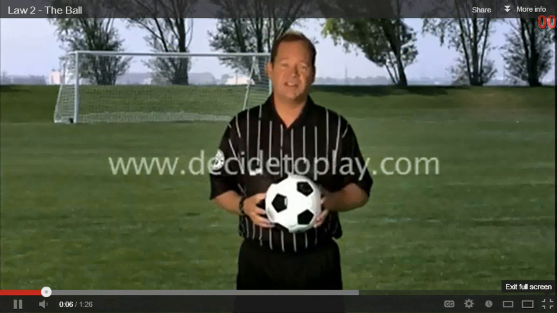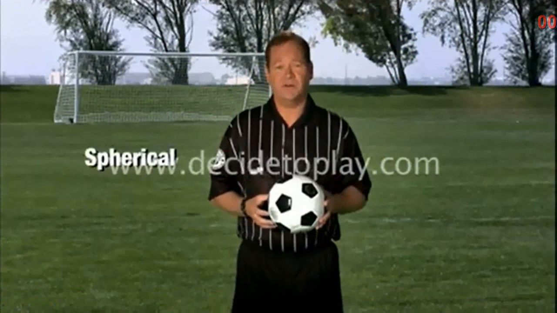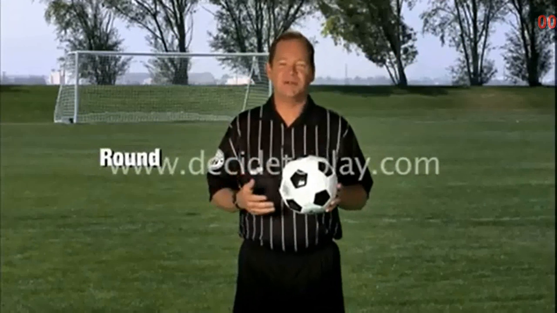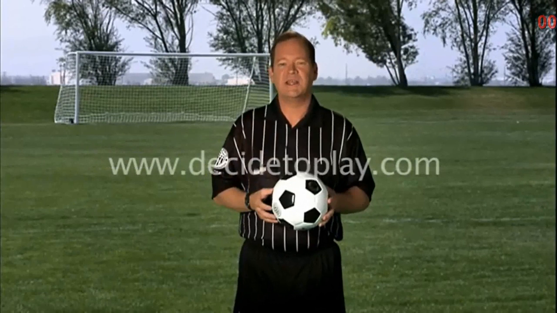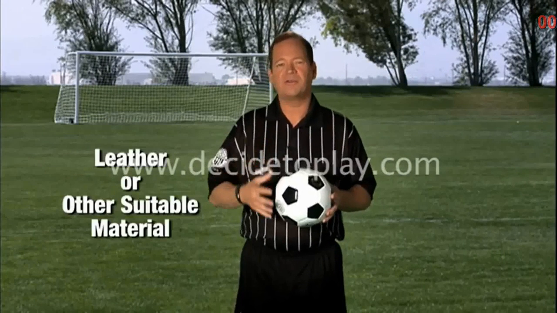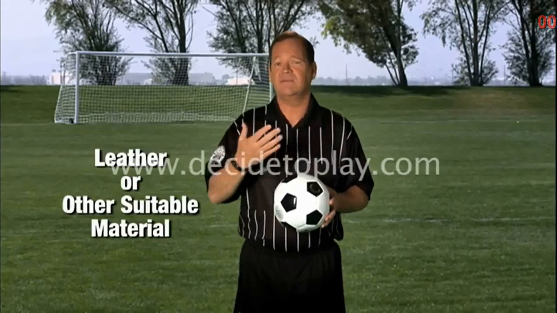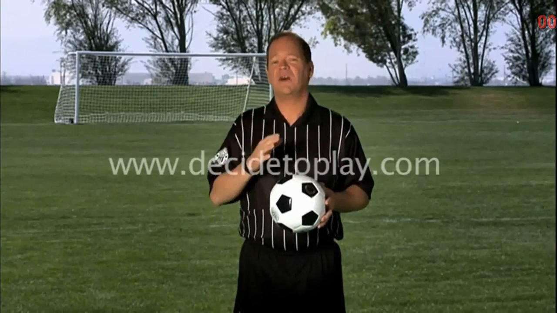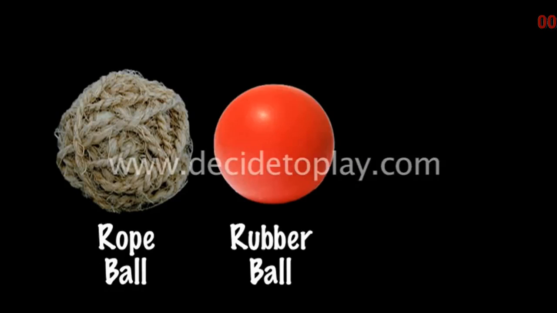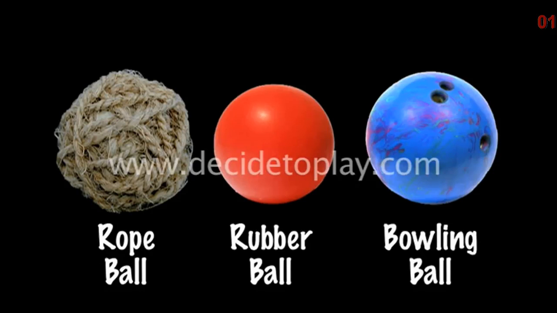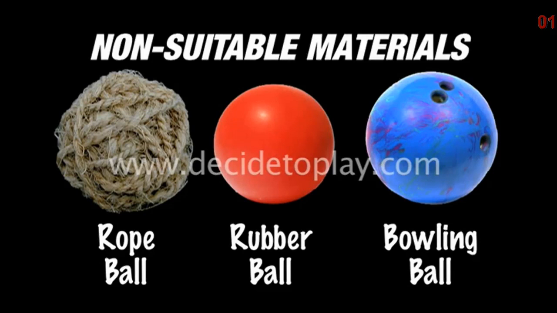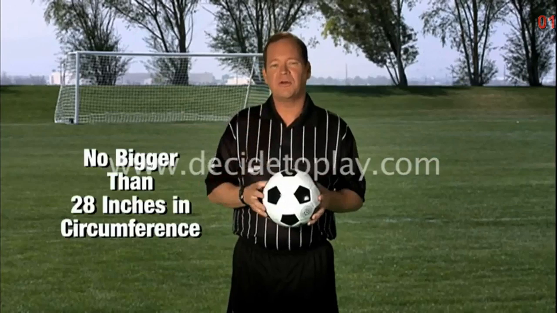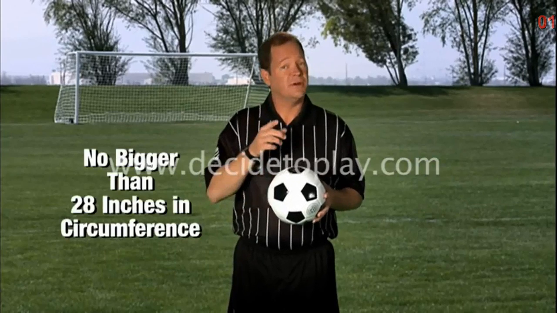The first thing the law says is that the ball needs to be spherical. That means round. Frankly, I've never seen anyone try to play a game of soccer with anything other than a soccer ball. The law further goes on to state that the ball should be made of leather or other suitable material. Now, what's suitable to me may not be suitable to you and vice versa, but use common sense. Here are some examples of non-suitable material. Next, the ball should be no bigger than 28 inches in circumference, for obvious reasons.